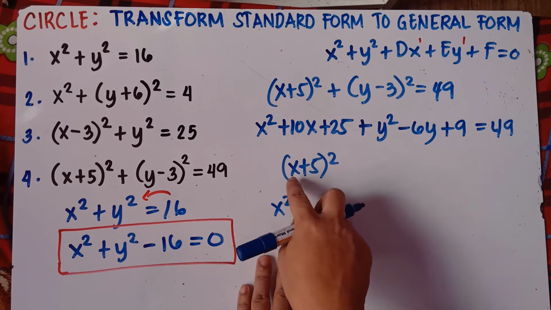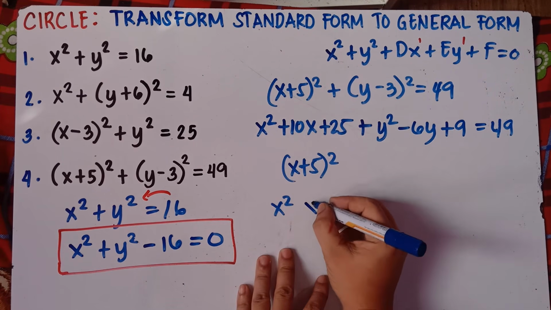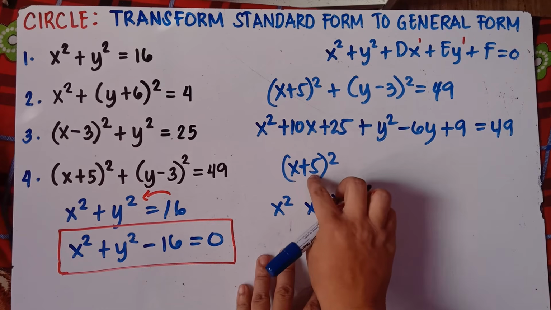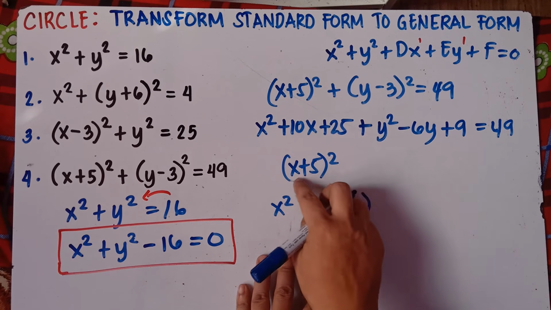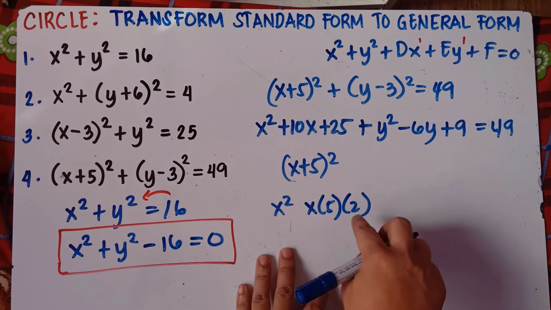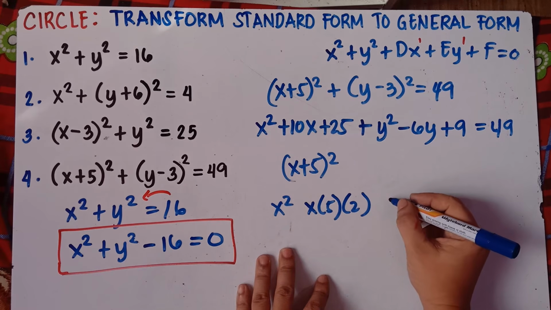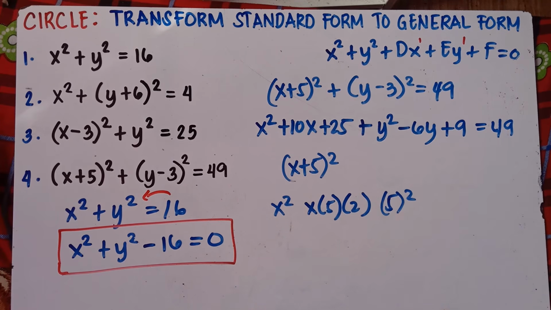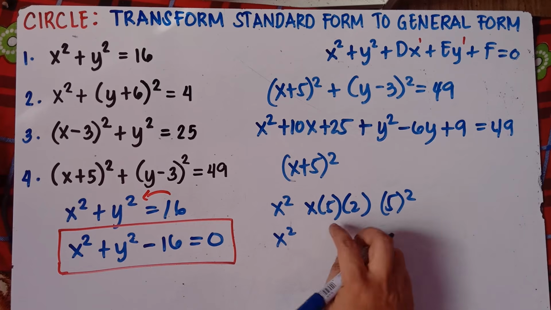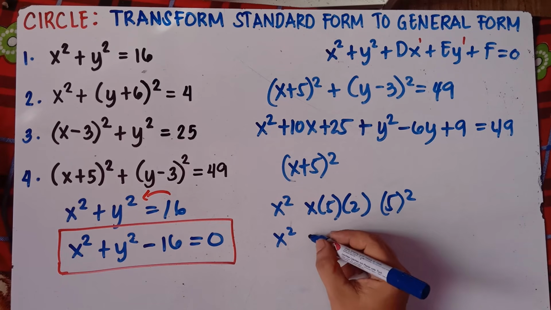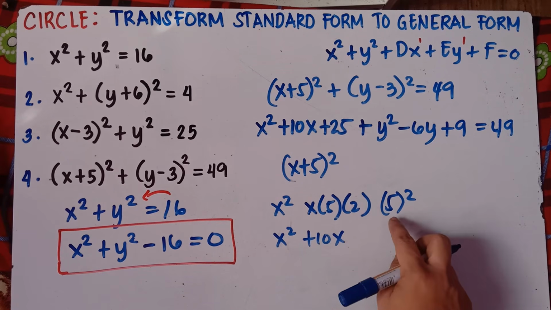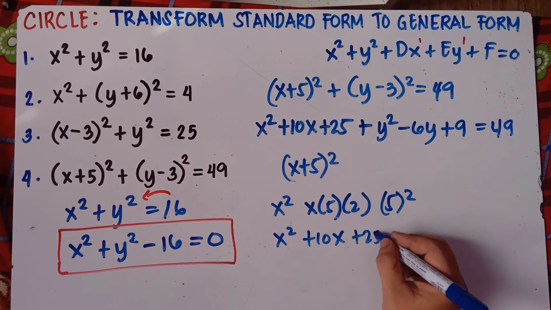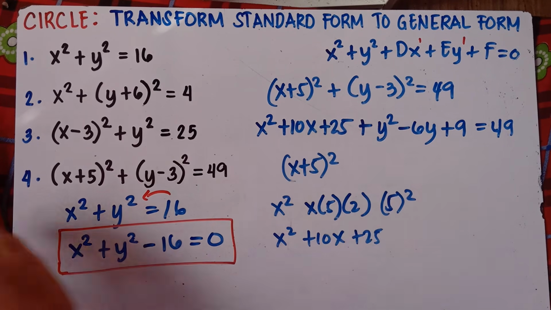So once again, class, for this one, (x plus 5) quantity squared, you square the first term, you multiply the first term and second term, x times 5 times 2, then you square the last term, 5 squared. So we have x squared, x times 5 is 5x, times 2, that's positive 10x. Then 5 times 5, that's positive 25. That's why you have this answer, class.